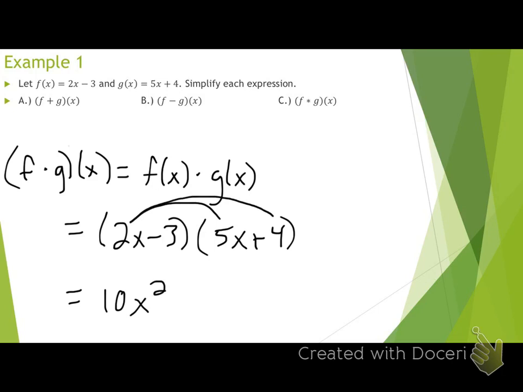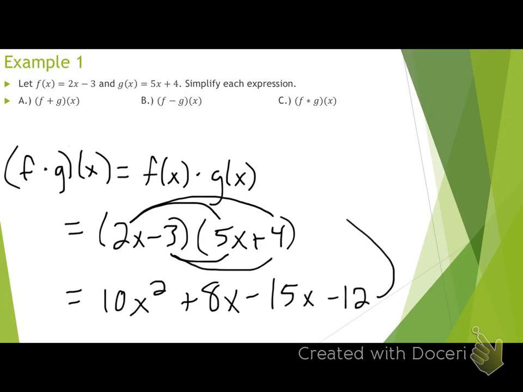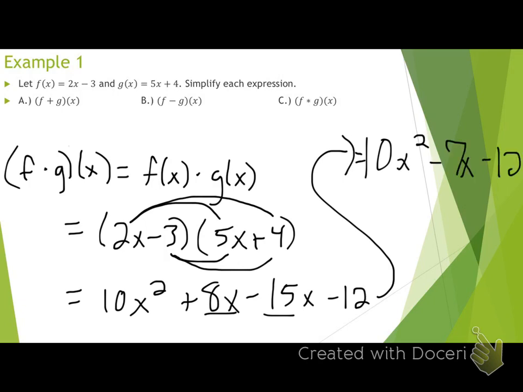My outer terms, 2x times 4 is 8x. Inner terms, negative 3 times 5x is negative 15x. My last terms, negative 3 times 4, would give me negative 12. And then I can combine those two x terms. So I get 10x squared minus 7x minus 12. f times g of x is 10x squared minus 7x minus 12. Once again, we've seen that before, just represented in a different way.